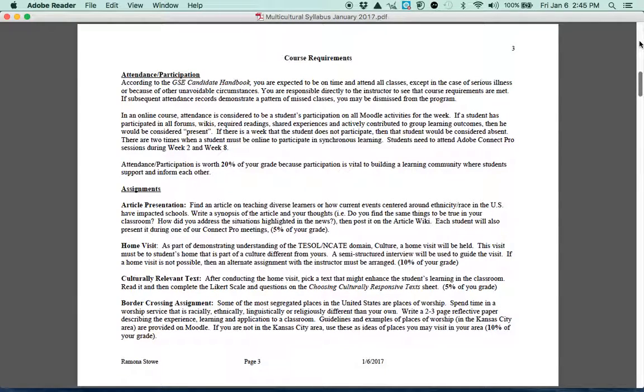Attendance and participation, again, just in an online course, make sure you're doing all the forums, the readings, the Adobe Connects, and that sort of thing. That is all worth 20% of your grade. And then you'll see a list of assignments.